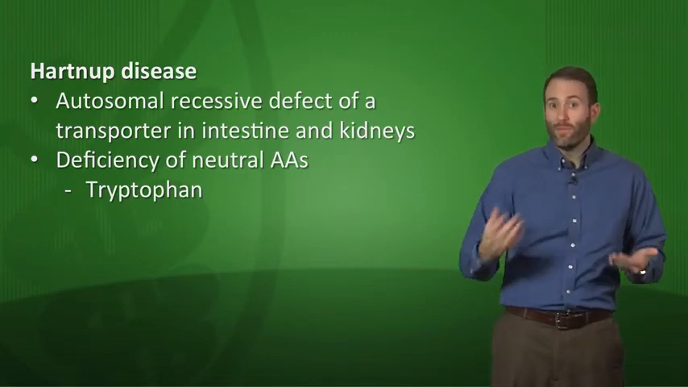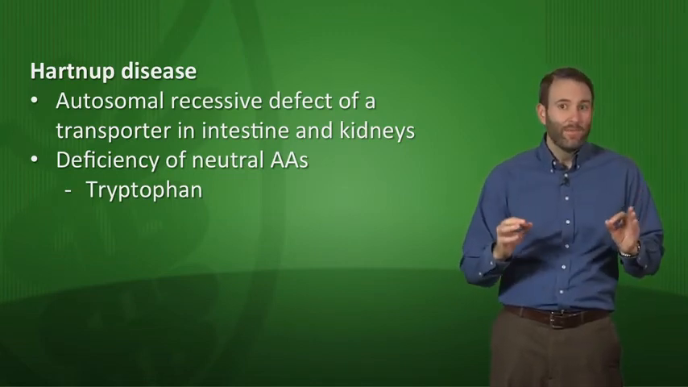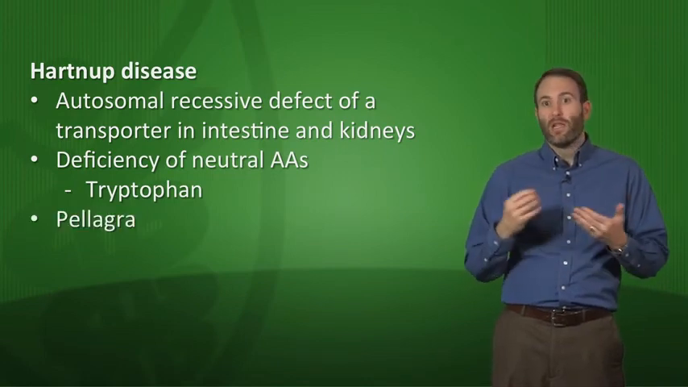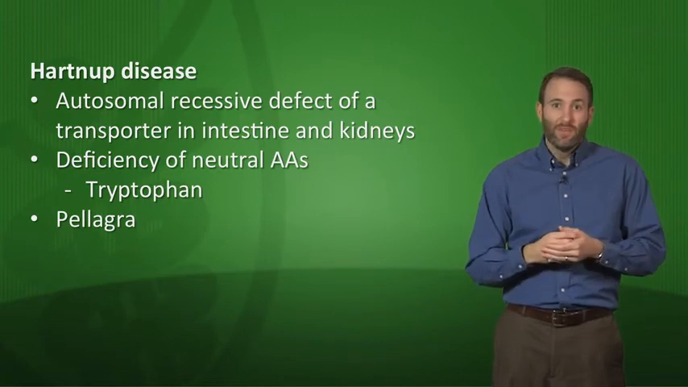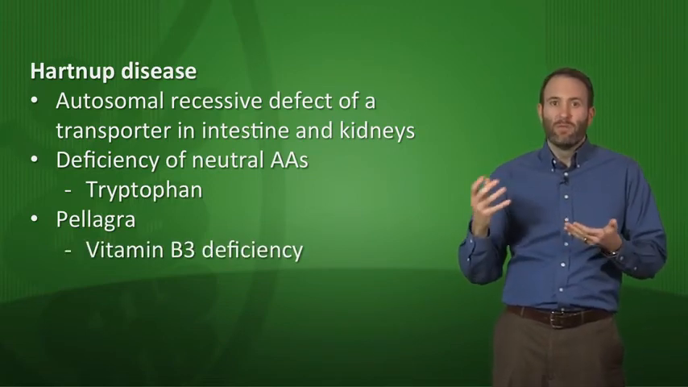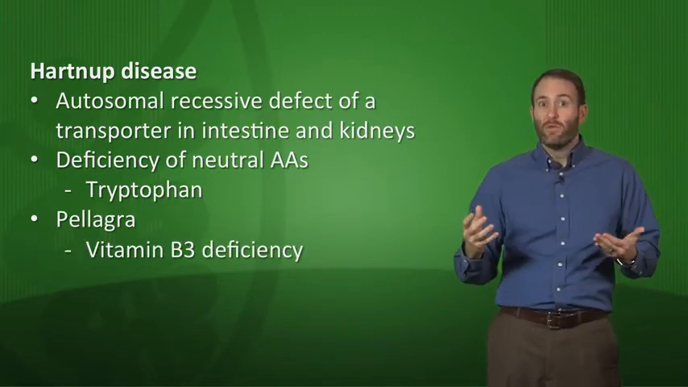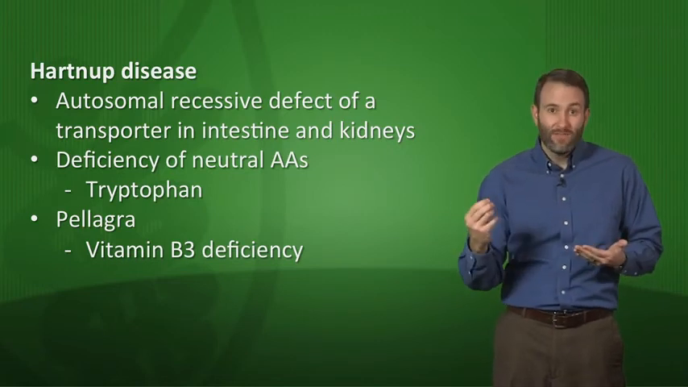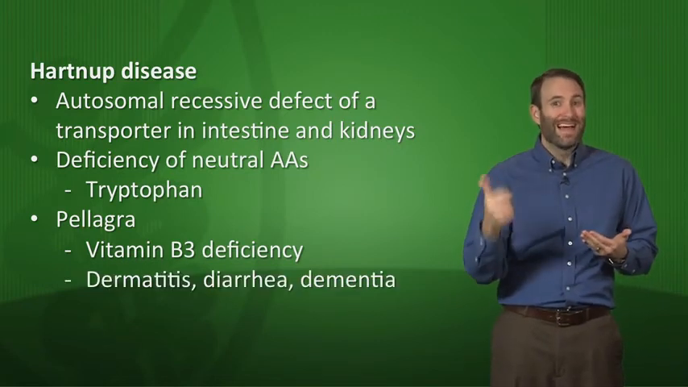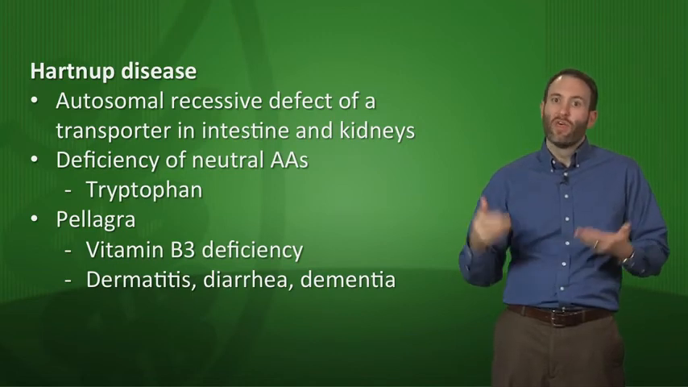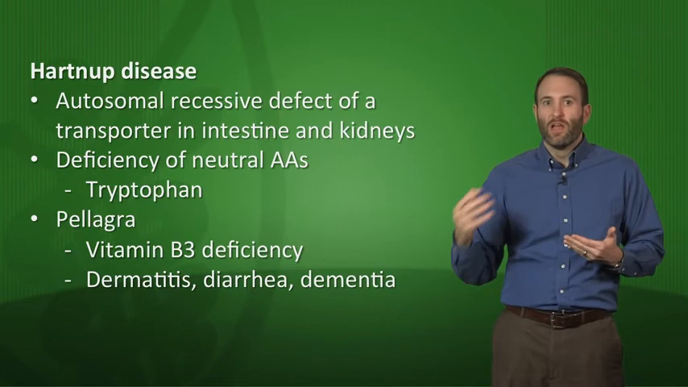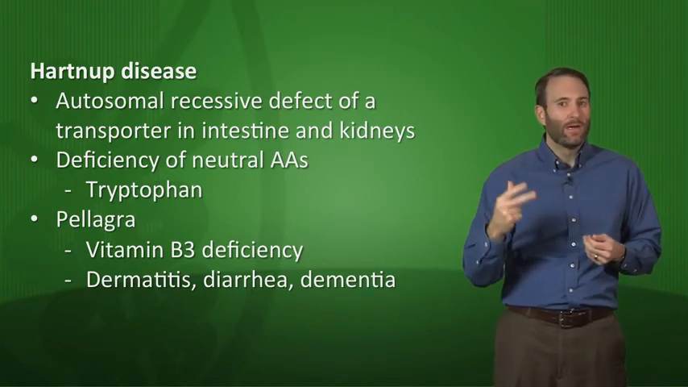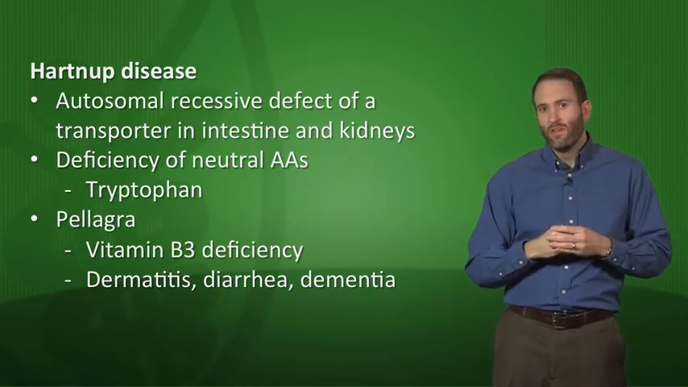Well, if you don't have tryptophan, your body can't make niacin. And when your body can't make niacin, you get pellagra. We'll talk about pellagra in more detail when we get to the vitamin deficiencies. But this is a vitamin B3 deficiency. And when deficient in vitamin B3 or niacin, it causes a triad of things: dermatitis, diarrhea, and dementia. So those are the 3 Ds of vitamin B3 deficiency, or the 3 Ds of pellagra. Remember, it's dermatitis, diarrhea, and dementia. And that's the highest yield stuff you need to know about that one. All right, that's going to be it for our amino acid disorders.